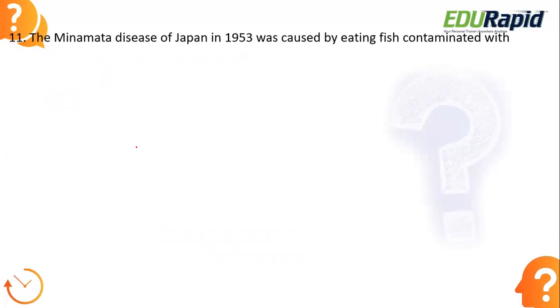The Minamata disease of Japan in 1953 was caused by eating fish contaminated with nickel, lead, mercury, cadmium.